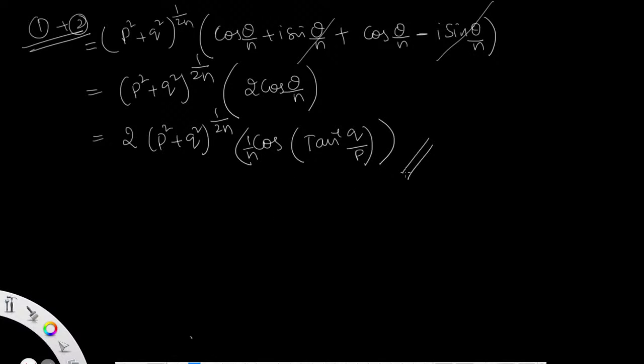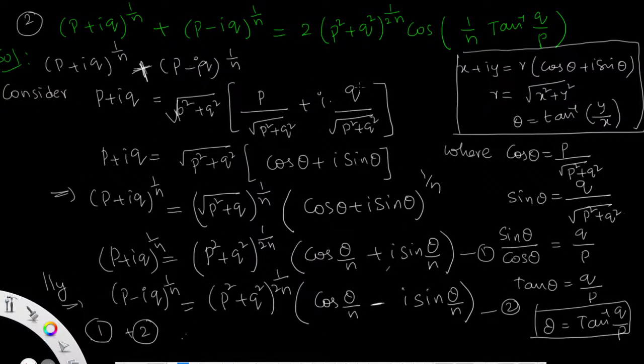So now, hence proved. This is the value for the given LHS equal to RHS. This carries 7 marks in the IP question. (p plus iq) whole to the power of 1 by n plus (p minus iq) whole to the power of 1 by n is in the form of (cos theta plus i sin theta) whole to the power of 1 by n, so theta becomes theta by n. In the same way, square root means 1 by 2n is there. This is for (p plus iq) whole to the power of 1 by n.